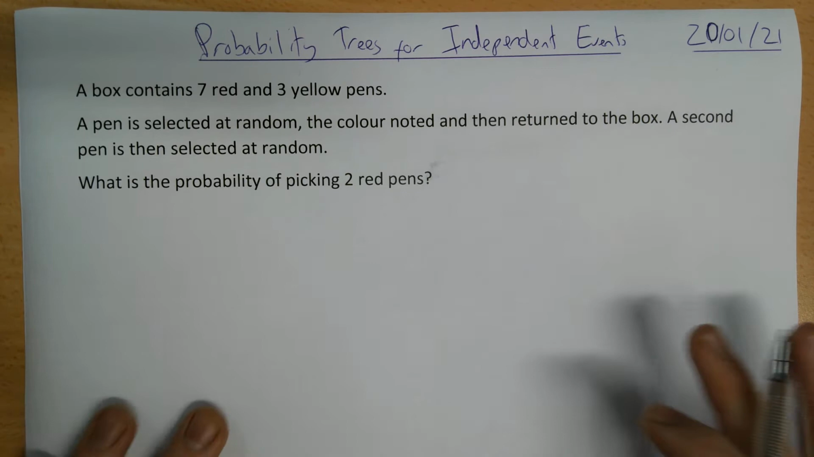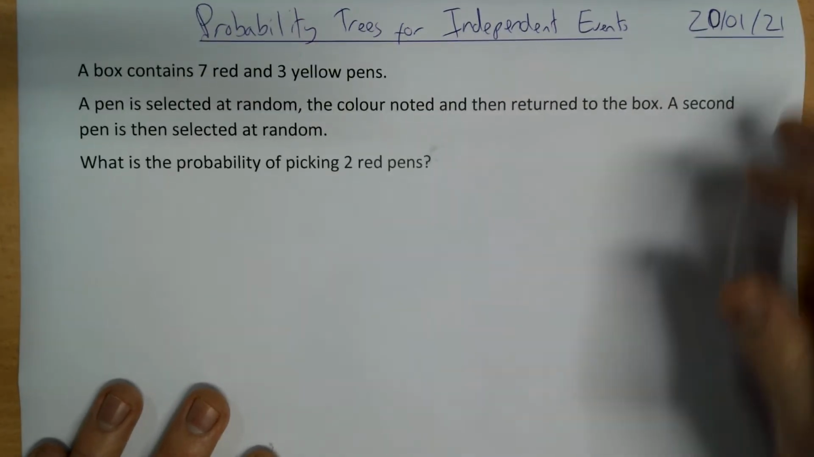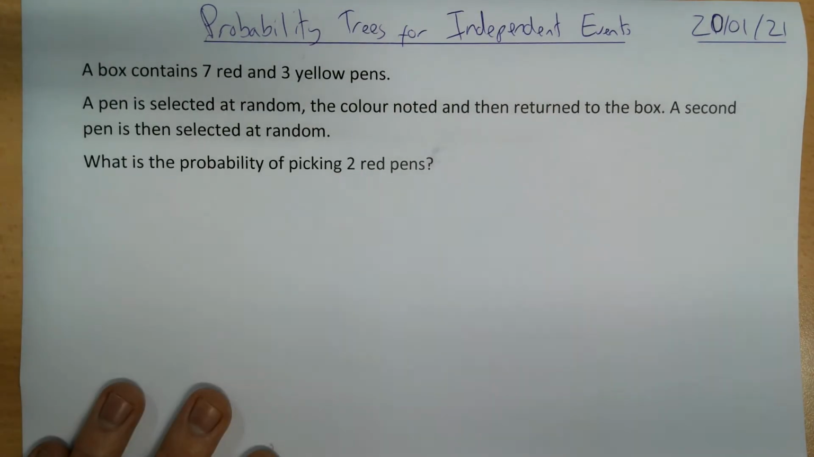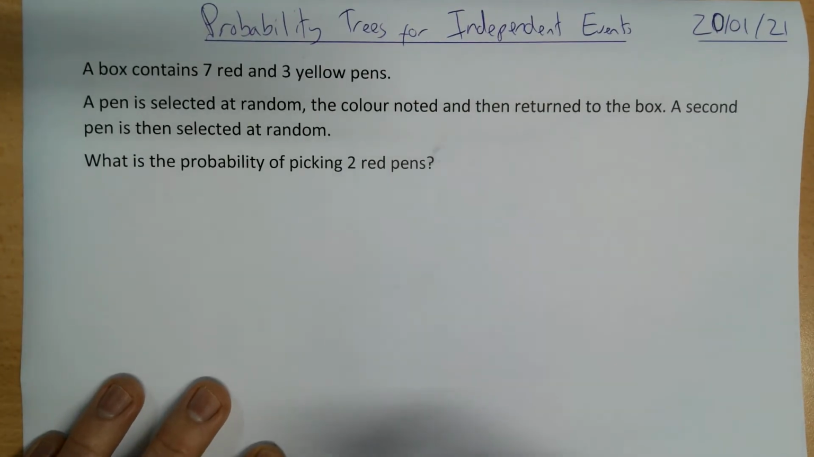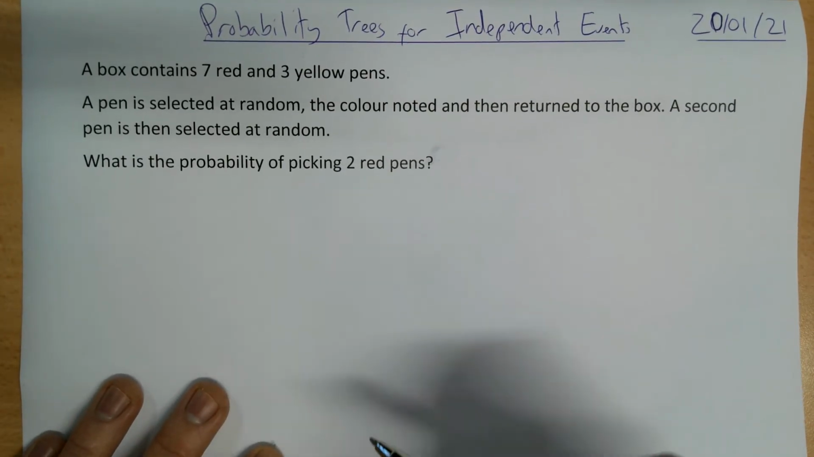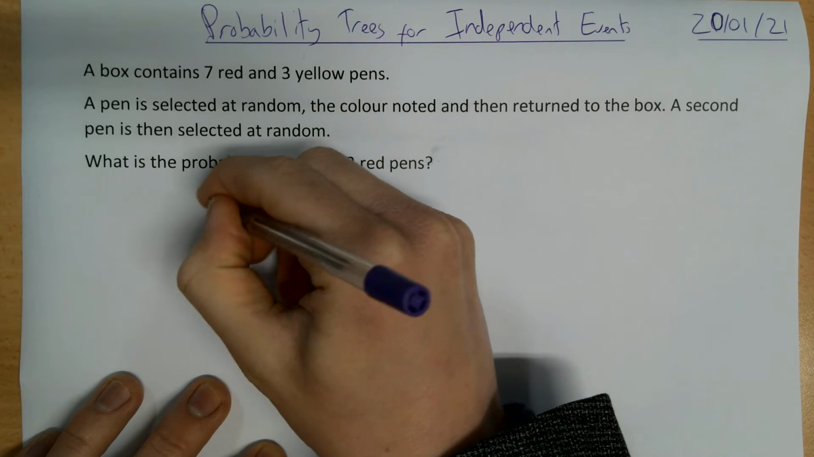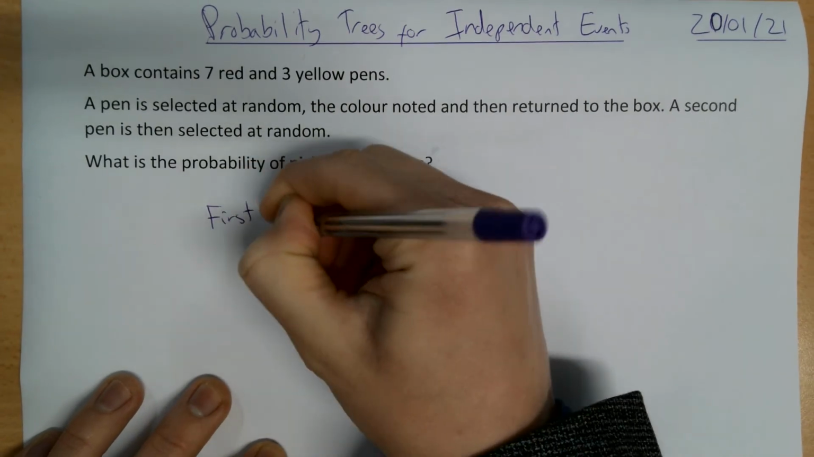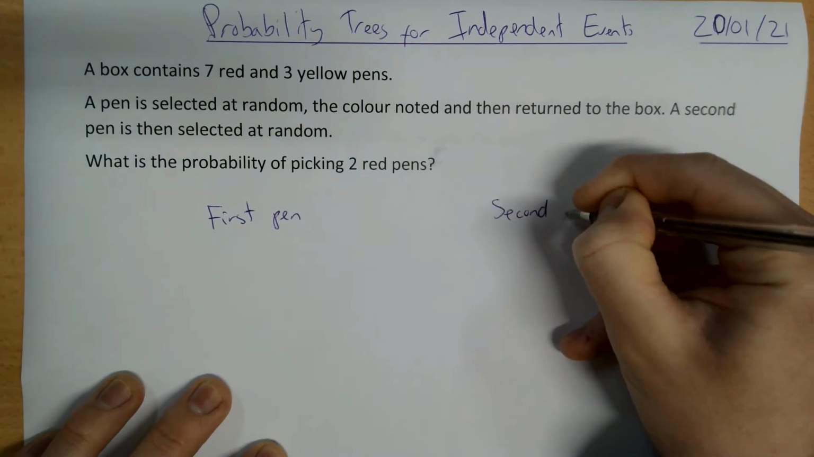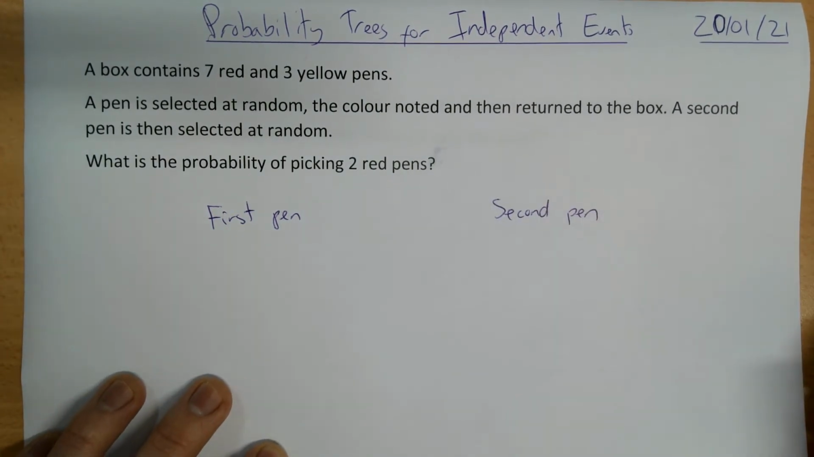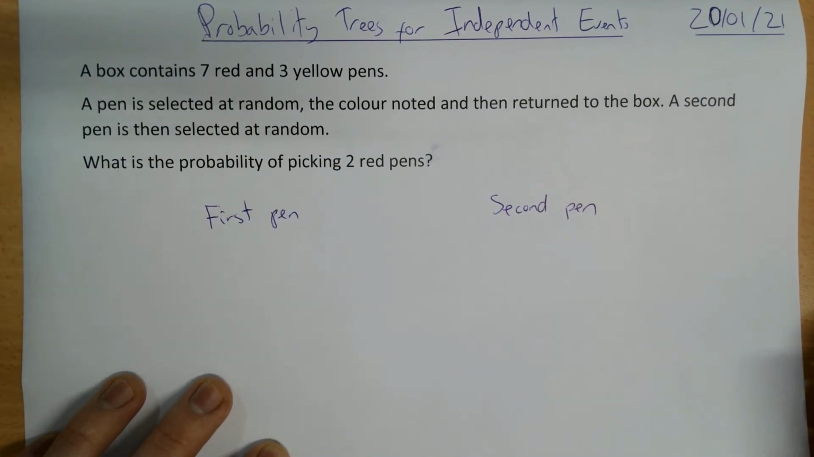But I'm going to show you me drawing this tree for this one, which you're going to copy in, and as ever, pause the video as much as you need to, and I can just talk you through what's happening. So there are 2 events here. The first pen is being picked out, and the second pen is being picked out. And those 2 events are independent of each other. They're 2 completely separate events.